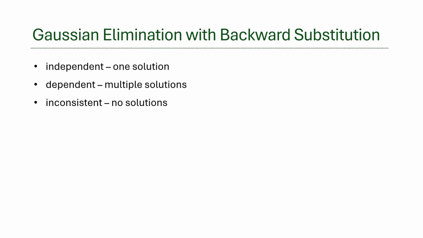We'll look at the independent case, where there's a single point for a solution. We'll look at an example of the dependent case, where there are multiple solutions, and then finally the inconsistent case, where there are no solutions.